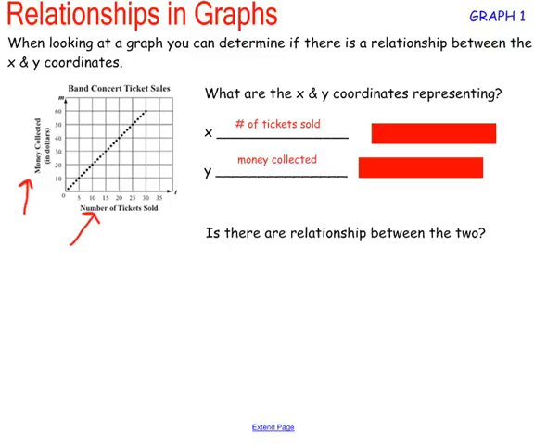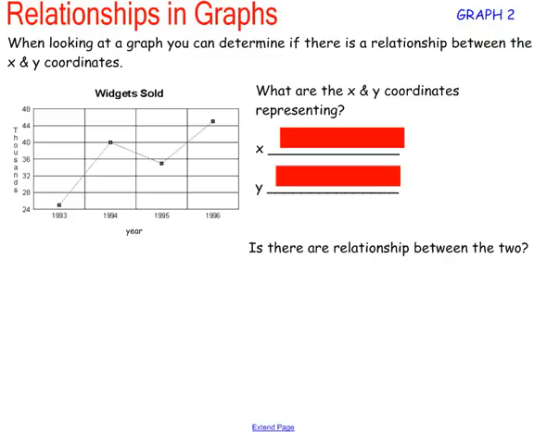Well, if you look at this, the more tickets sold, the more money is collected. So the more tickets that are sold, the more money that is collected by the people who are selling the tickets, which makes perfect sense, right? The more you sell, the more money you get.